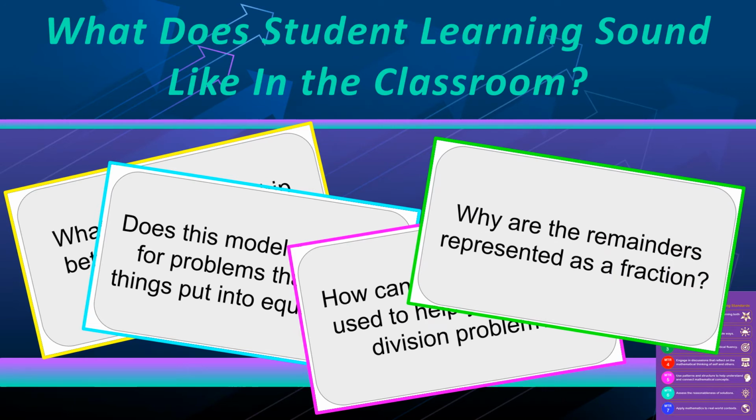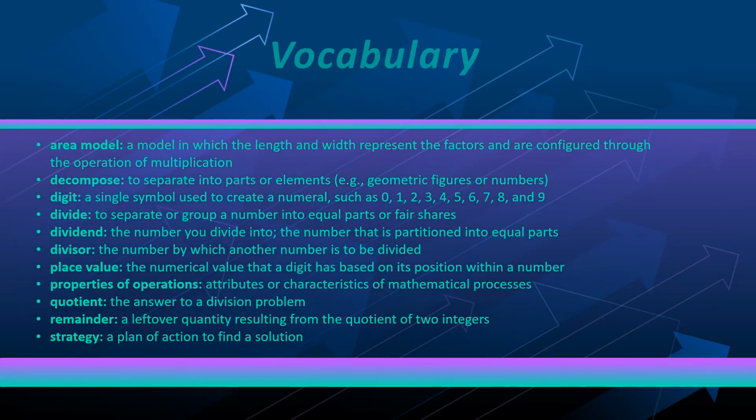And why are the remainders represented as a fraction? How does that work? How do I take what's left over and represent it as a fraction? So having kids be able to explain and understand that is essential. Here are some of the vocabulary we want to hear students using as they discuss the math within this unit. Area model, decompose, digit, divide, dividend, divisor, place value, properties of operations, quotient, remainder, strategy.